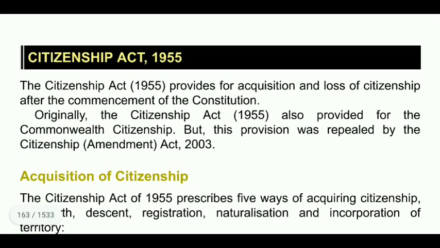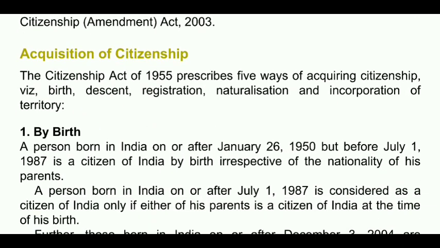Now, Citizenship Act 1955. The Citizenship Act 1955 provides for acquisition and loss of citizenship after the commencement of the Constitution. Originally, the Citizenship Act 1955 also provided for the Commonwealth citizenship, but this provision was repealed by the Citizenship Amendment Act 2003. Now, acquisition of citizenship. The Citizenship Act of 1955 prescribes 5 ways of acquiring citizenship: birth, descent, registration, naturalization, and incorporation of territory.